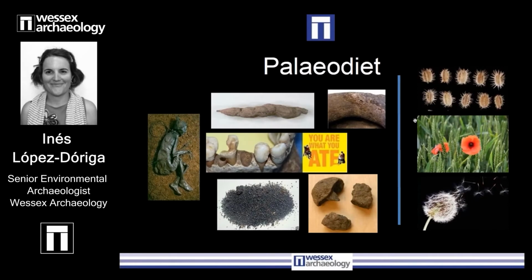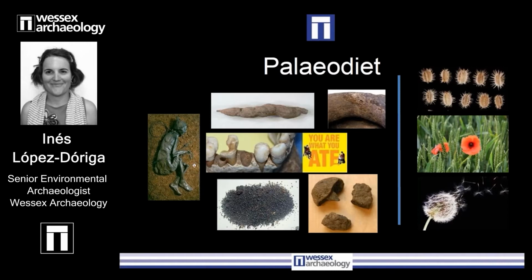So what do we do when we study plant remains and particularly macrobotanical remains in archaeological sites? Well, one of the main purposes is to study past diet. So for example, if we have luck and we find a body with plant remains in the stomach, we can be quite certain that those plant remains were part of the diet.